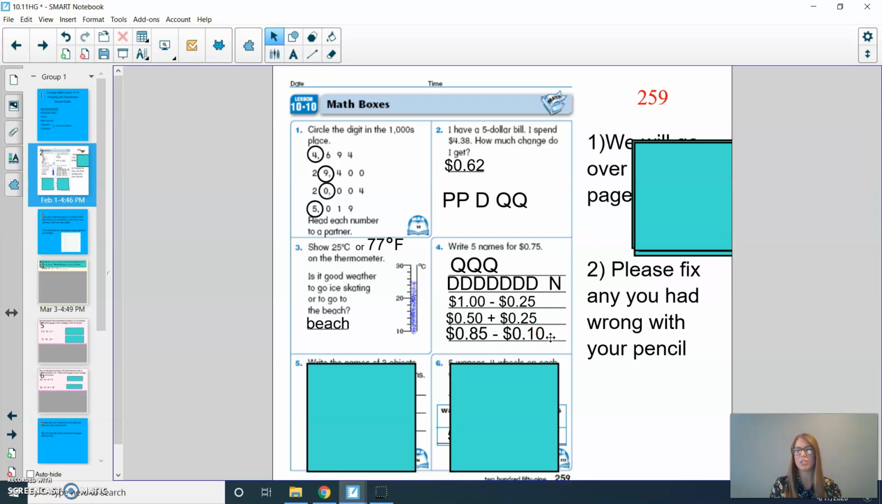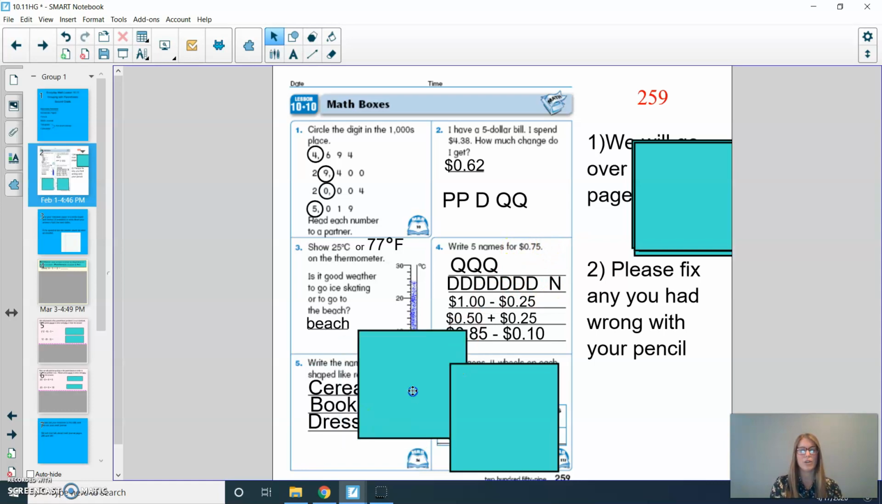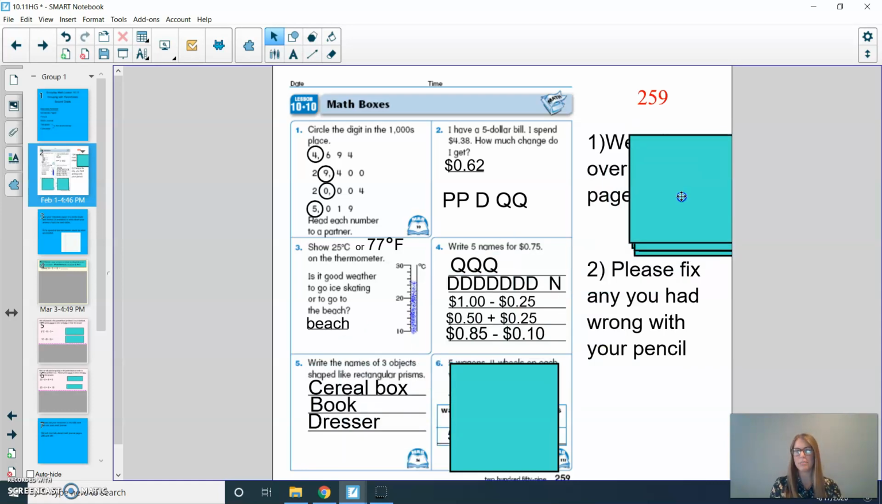So I want you to just double check your names and make sure that all 5 of your names also equal 75 cents. For question number 5, again, there's lots of possible answers. You maybe have something completely different than me, but 3 shapes that I could think about in the shape of a rectangular prism would be a cereal box, a book, or a dresser.